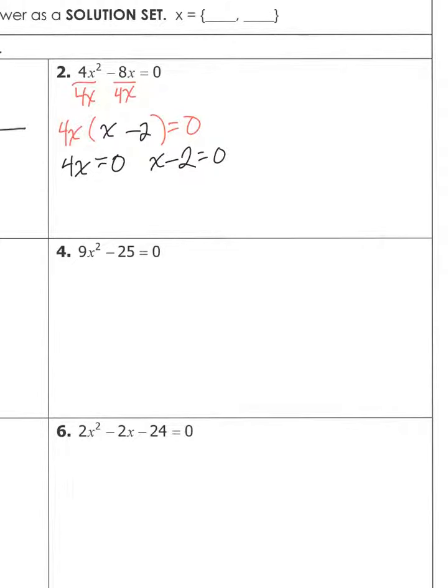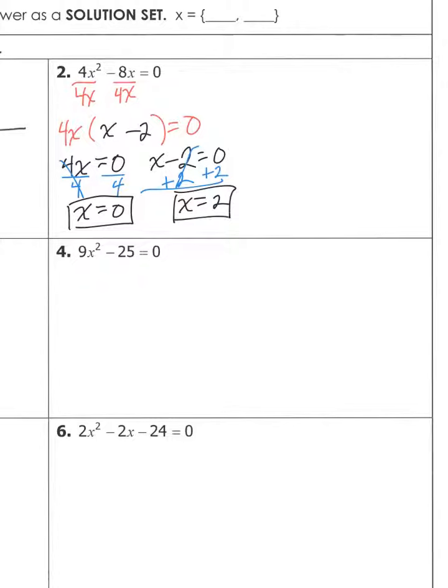Now solve for x. So for the left one, I'm going to divide by 4. And then 0 divided by 4 is 0. So there's one solution. And then on this one, we're going to add 2. And we get x is equal to 2. So that means that my graph is crossing the x-axis at 0 and 2.